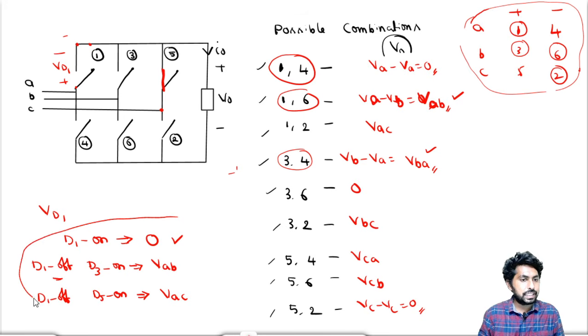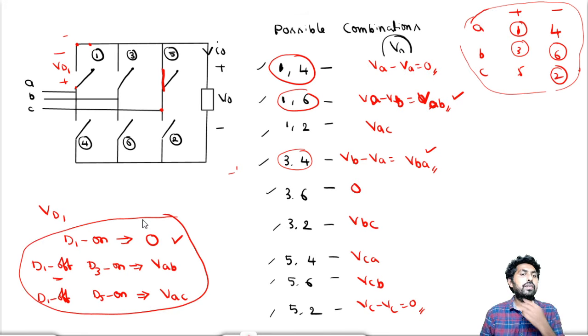And these three are the possible conditions, right? D1 is in on condition, VD1 equals 0. D1 is in off condition, D3 is in on condition, so it will be VAB. D1 is in off, D5 is in on, it will be VAC.